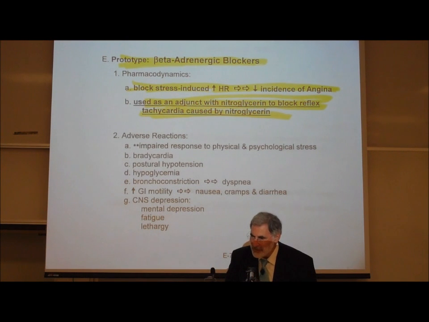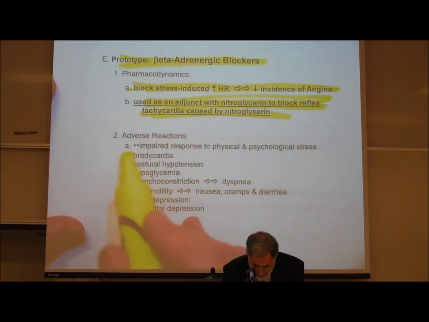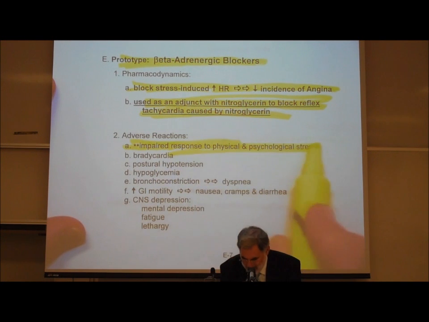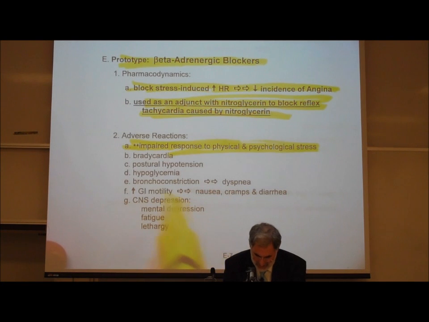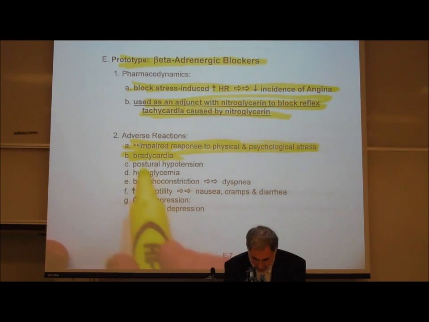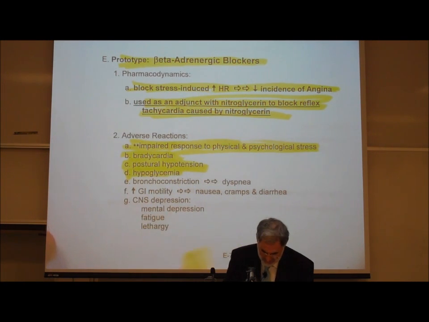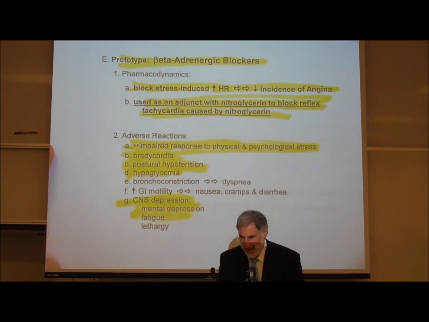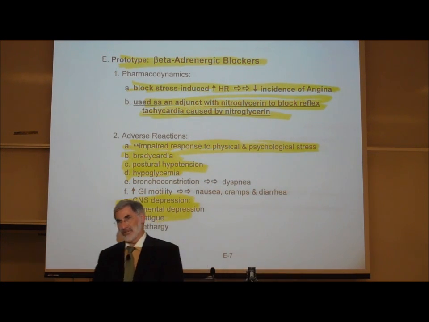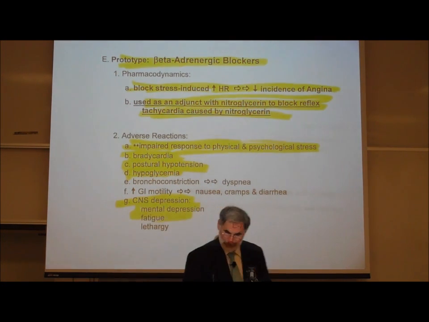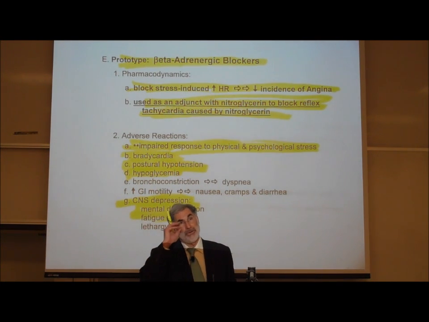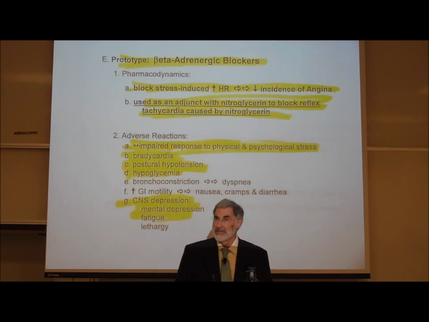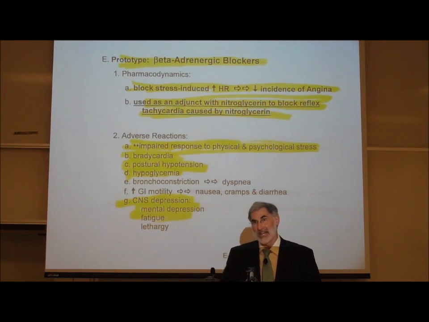In terms of adverse effects of being on beta blockers, we know that there's an impaired response to physical and psychological stress. Why? Because you're blocking the adrenaline receptor sites. The heart rate's going to tend to stay slow. They're going to tend to have low blood pressure, may have a lower blood sugar level, and so on. CNS depression, because we're blocking adrenaline receptor sites in the body, even some in the brain. And we've even mentioned that it may have the side effect of interfering with an orgasm in a guy, because that's mediated by sympathetics.